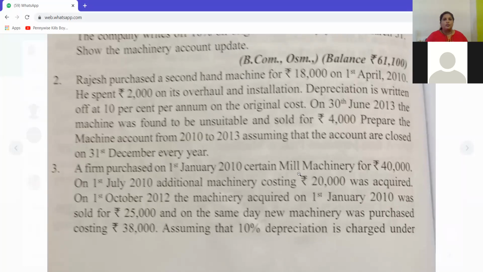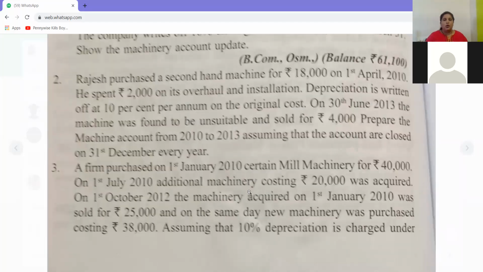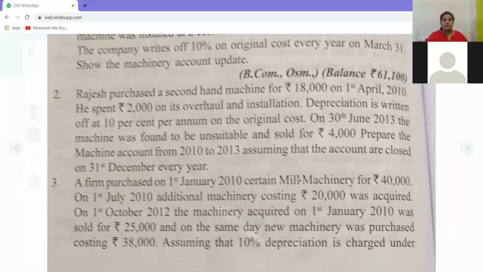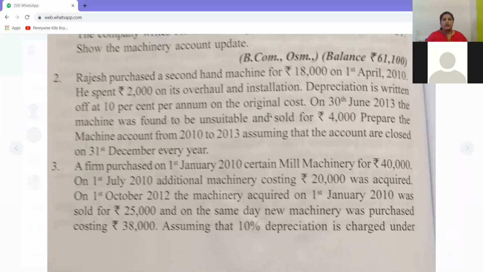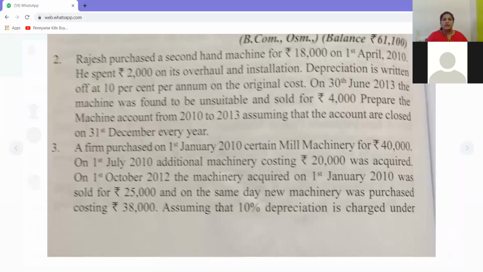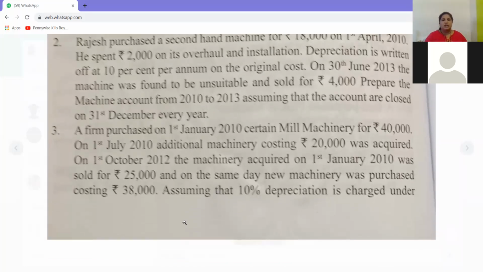On 1st October 2012, the machinery acquired on 1st January 2010 was sold for rupees 25,000. Means the machinery which was purchased on 1st January for 40,000 has been sold on 1st October 2012 for rupees 25,000. And on the same day, new machinery was purchased costing rupees 80,000. So on the same day, they have sold a machinery and purchased another machinery. Assuming that 10% depreciation is charged under the diminishing balance method, show the machinery account up to 31st March 2013.